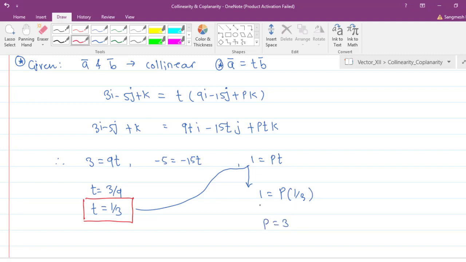That's it. This is my answer. p is equal to 3. I hope it is clear now. Is it okay, everyone?